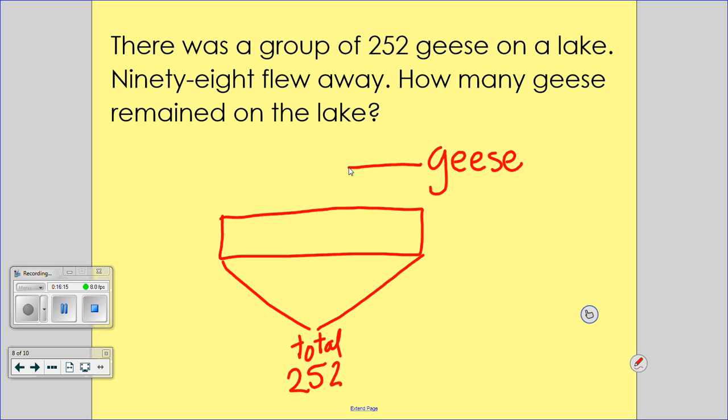98. That is one part of our group. Do we know how many geese were left? No. Nope. We've been talking a lot about part whole. Are you ready? This is one part. This is the other part. And this is my whole.